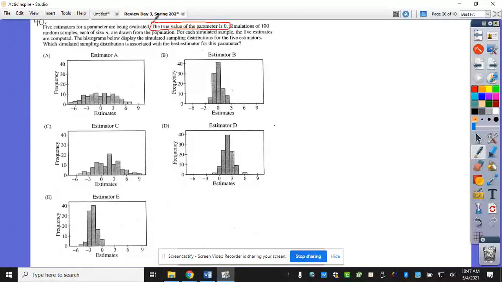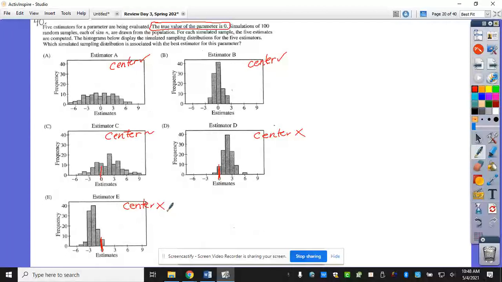Well, if the true value of the parameter is 0, then we want our distribution to do what in relation to 0? Be centered around 0. So here, this center looks good. This center definitely looks good. Maybe not perfect, but good. This center is definitely not 0. This center, I wouldn't choose it as my best, but it's not as bad as that one. Here, same thing, my center is definitely not 0. So it's definitely not D and E.